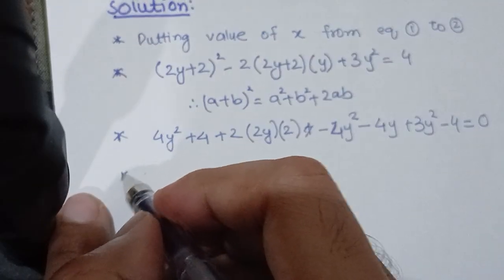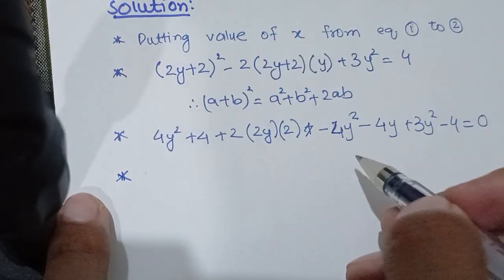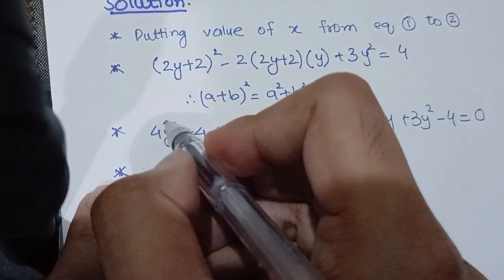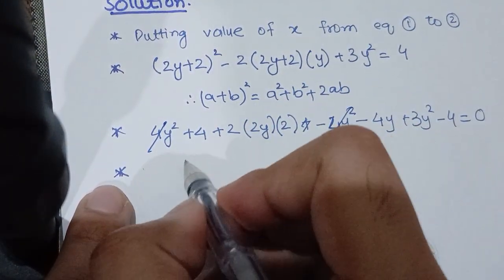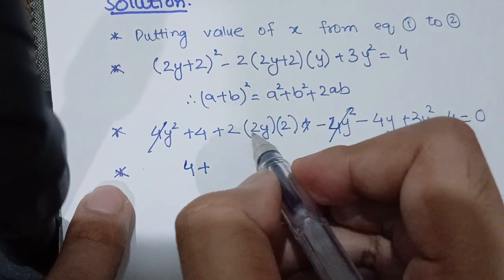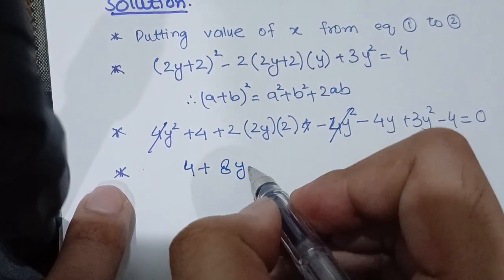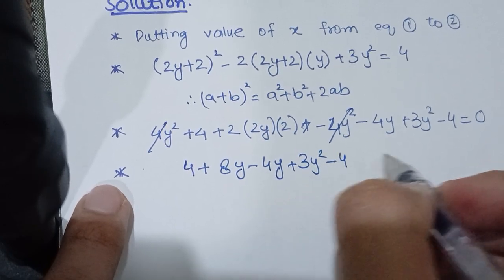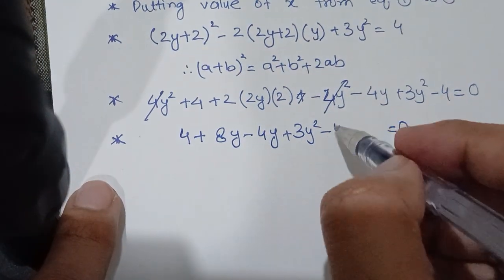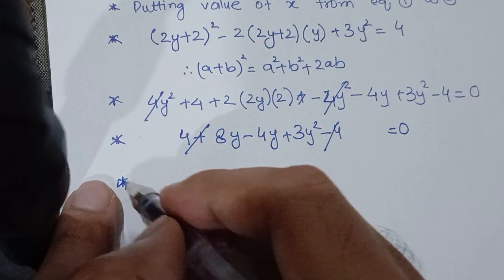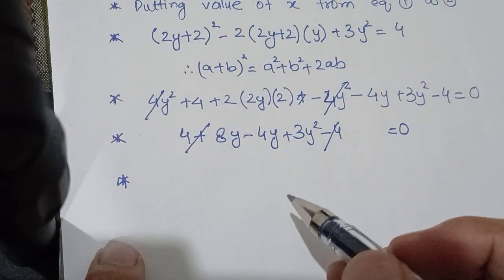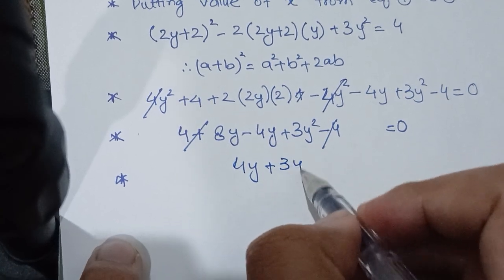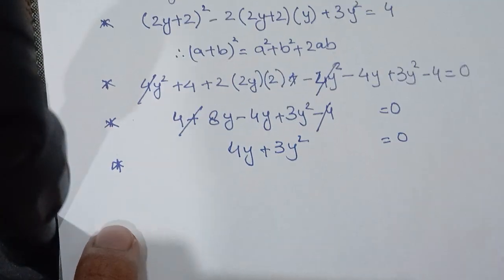So subtracting or adding the like terms, we will get: this 4y square will be cancelled. This will become 4 plus 8y minus 4y plus 3y square minus 4 is equal to 0. This plus 4 will be cancelled by minus 4, and we can see that this will remain 4y plus 3y square is equal to 0.